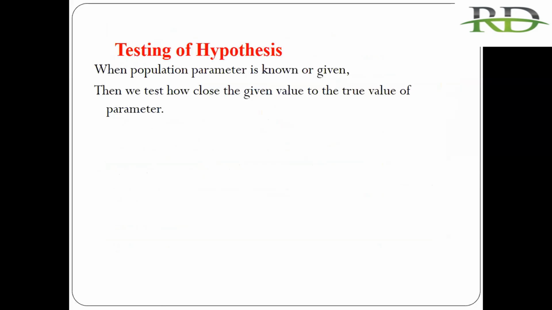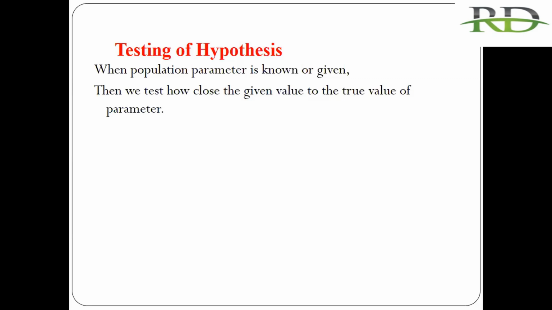Okay, now we come to the important part, that is testing of hypothesis. As I have told you, when the population parameter is known to us or given, then we test how close the given value is to the true value. Suppose any researcher has conducted research and says that the average height of adolescent girls of Delhi is 150 centimeter. Now your job is to test, after 5 years, whether that statement is true or not.